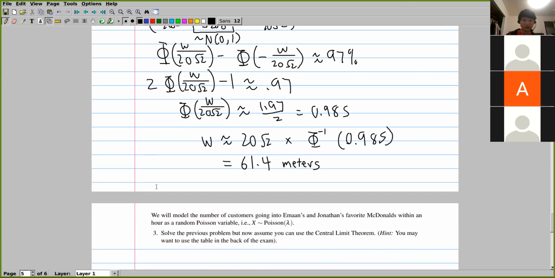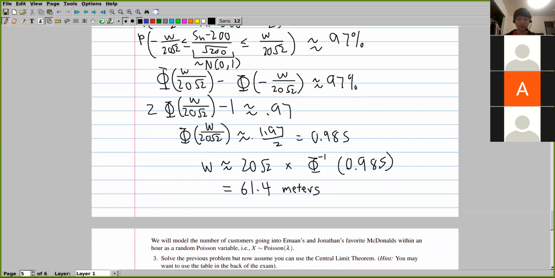Yes, phi of A is the area to the left. So when we do this minus this, I'm going to draw it out on the side. If we do phi of this minus phi of this, it's going to be this area minus this area. So all that's left is the middle part. Does that sort of make sense?